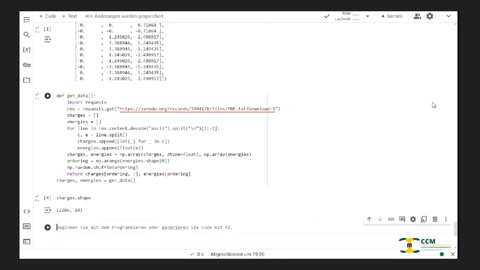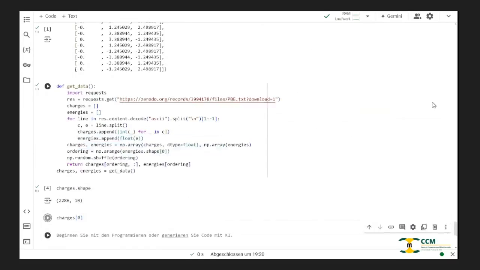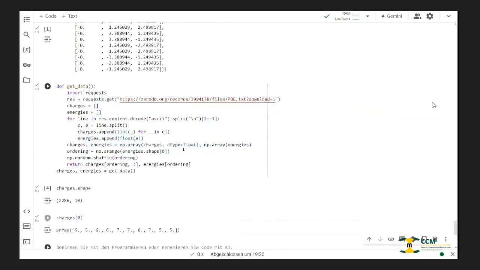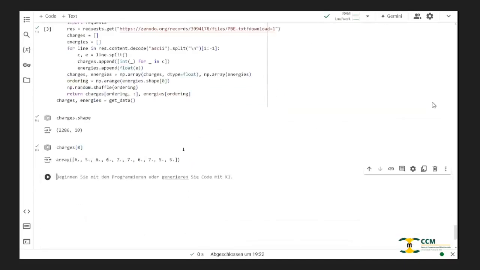Which means that let's have a look at what's in my first row. Your first row will be different because they're shuffled. They're sorted randomly for reasons that I can explain later. So in my first row is 6, 5, 6, 6, 7, 7, and so on, which means carbon, carbon, nitrogen, right? And that's one doping pattern.